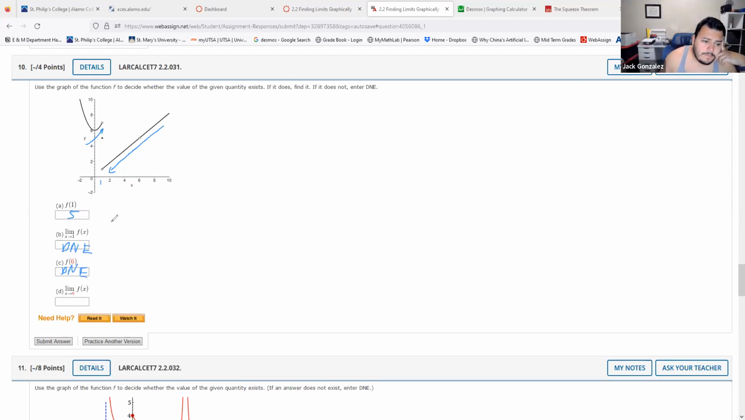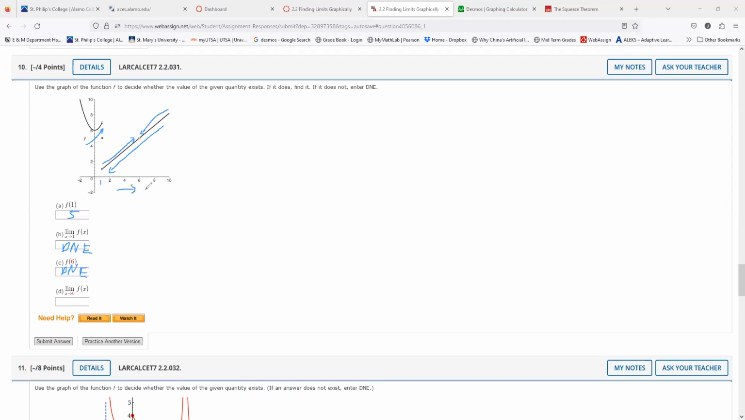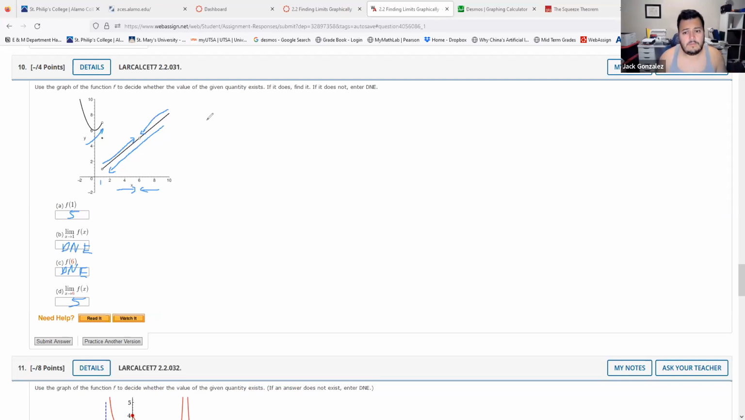But what is the limit as we approach 6? From the left and right, what are the y values doing? Lower to 5. So the limit is 5. The function value wants to be 5, but it's not. So let's see. 5, D and E. Hopefully that's right. Let's see if I forgot anything.